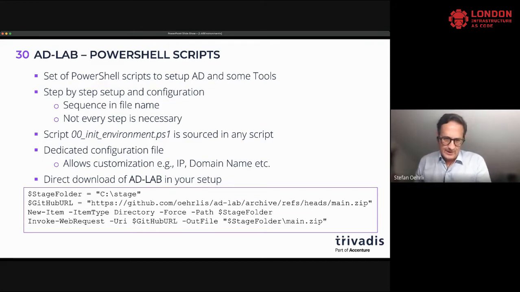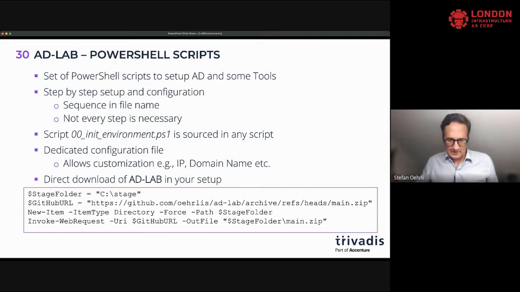There is one script which starts with 2 zeros. That's the init environment script. I was quite surprised that I can also source a script in PowerShell. Didn't know this. Similar like I do this in Bash quite often. So I have this init script which can be used to add customization, like a different domain name, any other stuff, different IP addresses, etc. This script is sourced in all of the scripts.